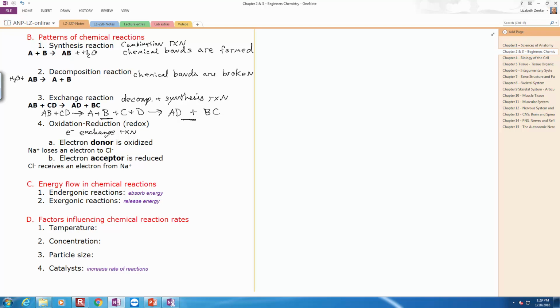So basically, if we look at an electron donor, it means that it is oxidized, and an electron acceptor means that it is reduced. So what we're saying is if something donates an electron, it's like letting it go, right? It's letting it leave. If an electron is leaving, okay, then it's become oxidized.